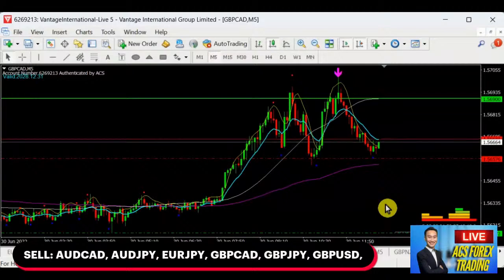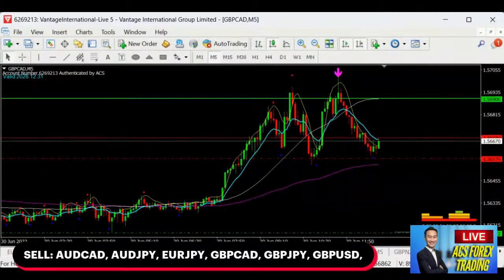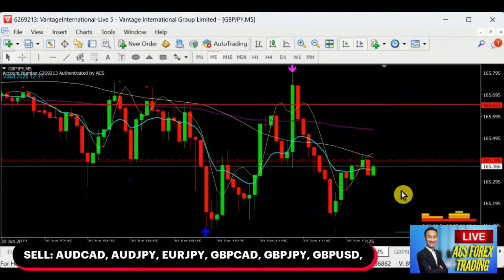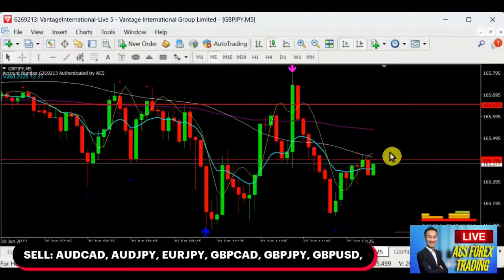Yeah, just be very careful with this. Okay, right. Just come back here with our pound yen. Let's take a look. How's the pound yen? Pound yen is still retesting the resistance. Okay, so guys, pay attention to this. Look out for this pattern here.